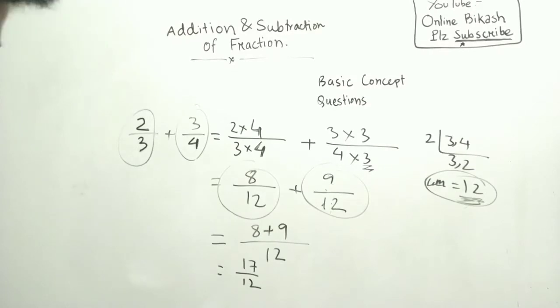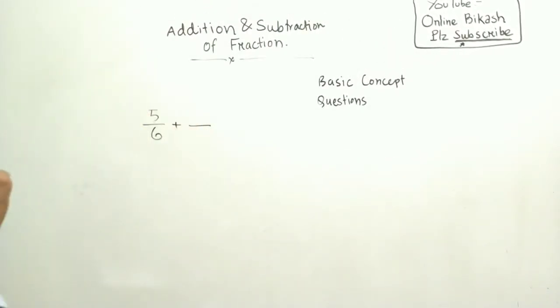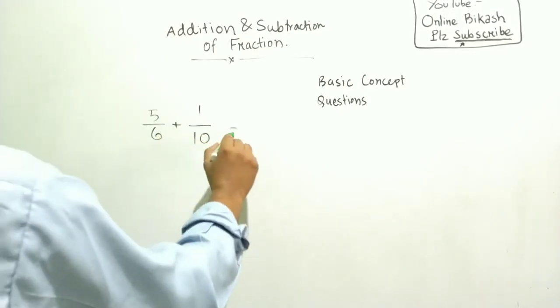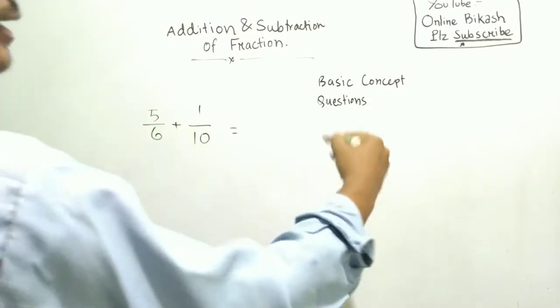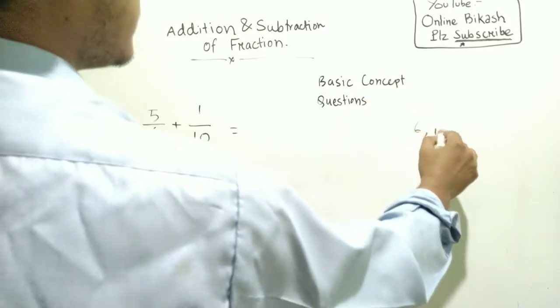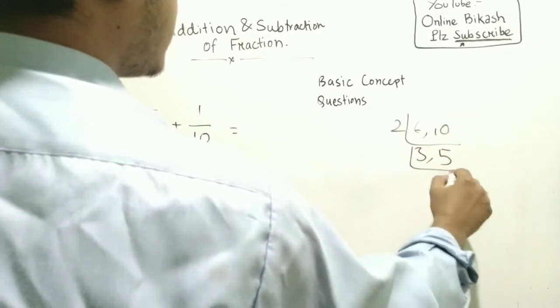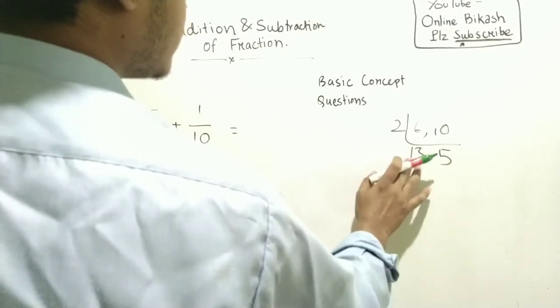So now we will take another, 5 by 6 plus 1 by 10. What we will do? We will find out the LCM of this 6 and 10. So let us find out the LCM of 6 and 10. If you do not know how to find out the LCM of two numbers or three numbers, then you can watch one of my videos.